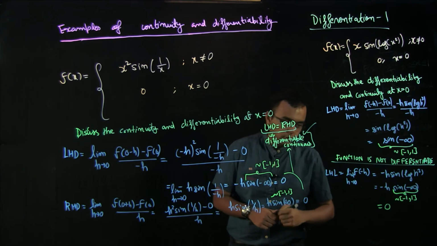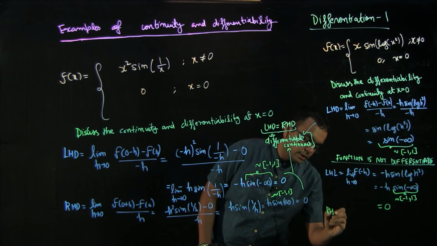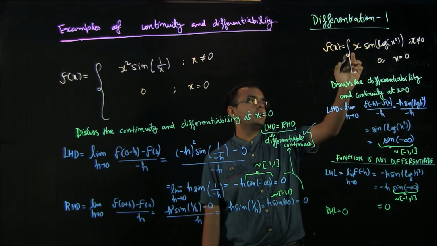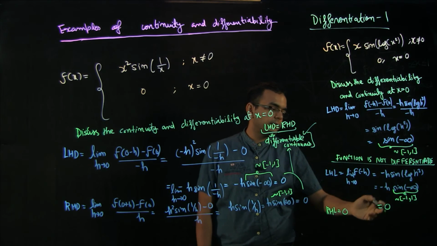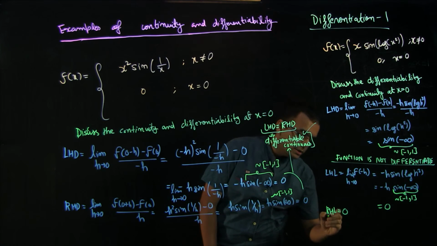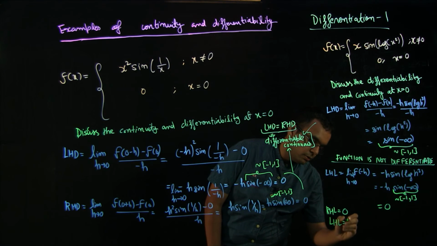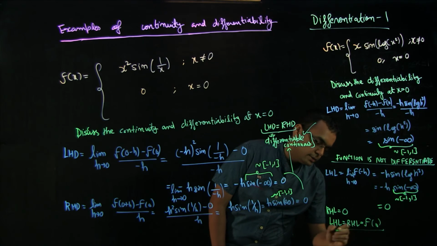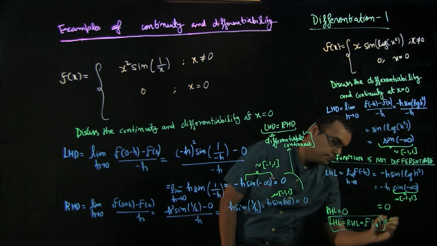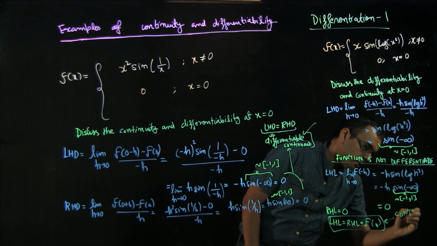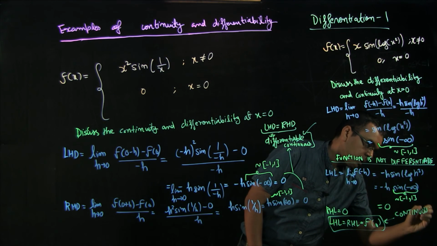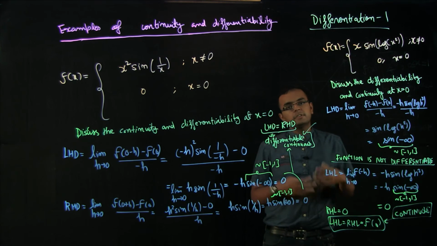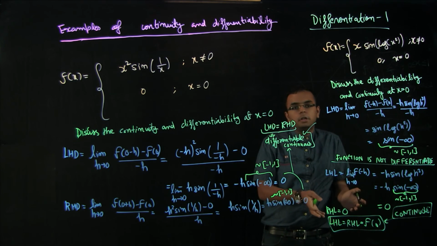Similarly, you can yourself check that RHL is also equal to 0, because it will be just similar, just it will be plus h here rather than minus h, but the rest of the things will remain the same. So LHL is equal to RHL is equal to the function value at x equal to 0, and hence it is continuous. This is a nice example to show you that even though the function is continuous, it is not differentiable, or if the function is not differentiable, it may still be continuous.